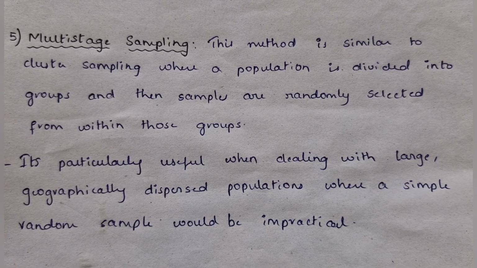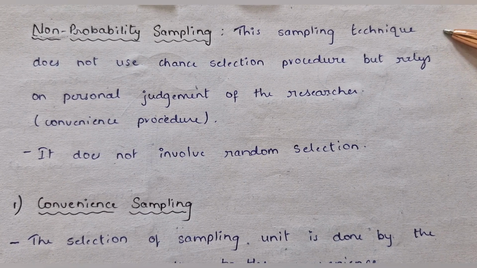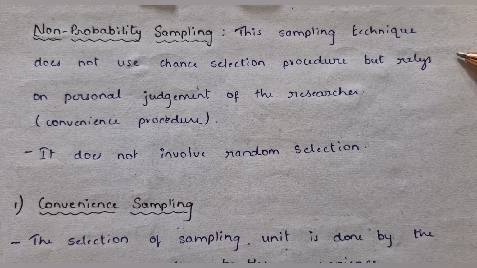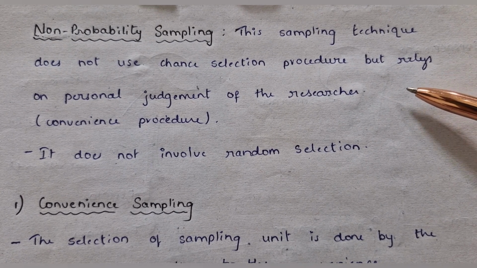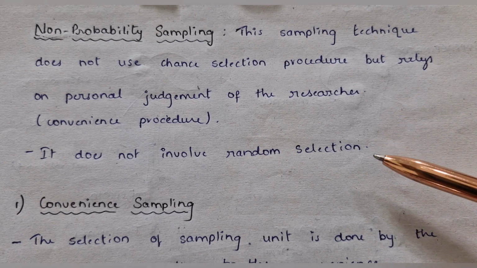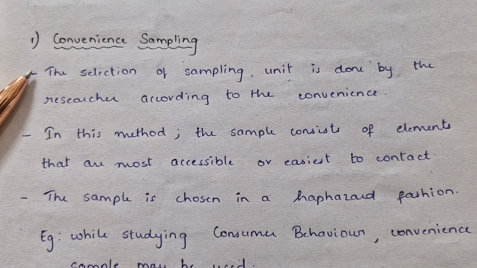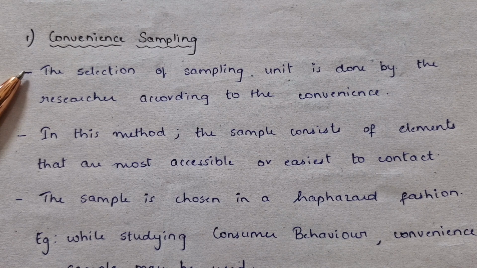Non-probability sampling. This sampling technique does not use chance selection procedure but relies on personal judgment of the researcher, that is, convenience procedure is used. It does not involve random selection. Under non-probability sampling, the first one is convenience sampling.